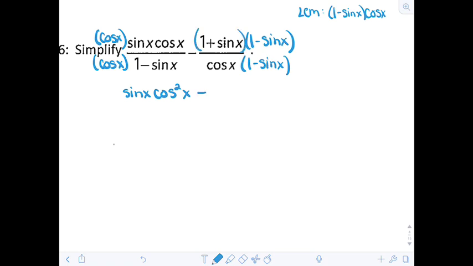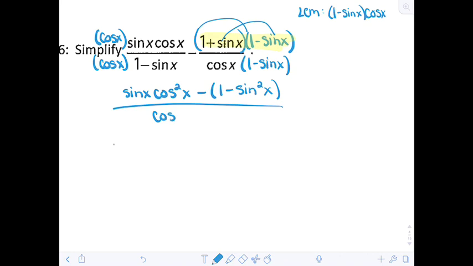minus, now look at this, you guys. These are conjugates. 1 plus sine x, 1 minus sine x. When you have conjugates, all you have to do is multiply the first and the last. So this becomes 1 minus sine squared x. And that is over cosine of x times 1 minus sine of x.